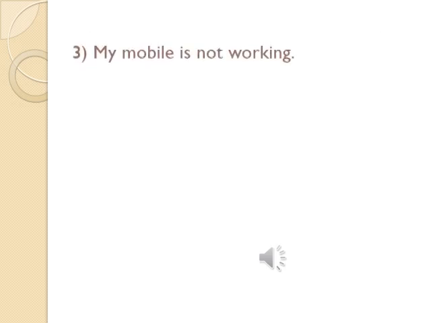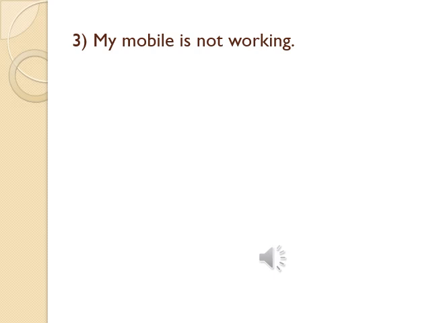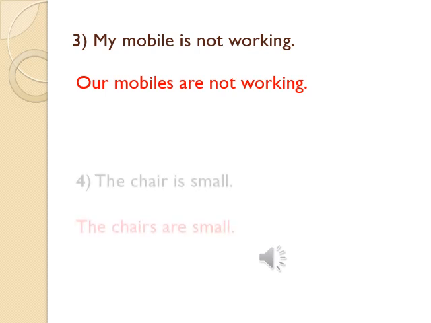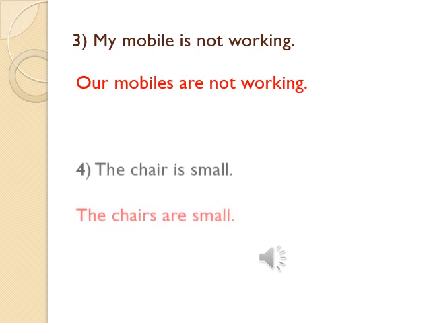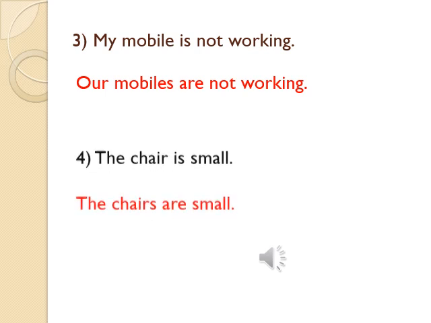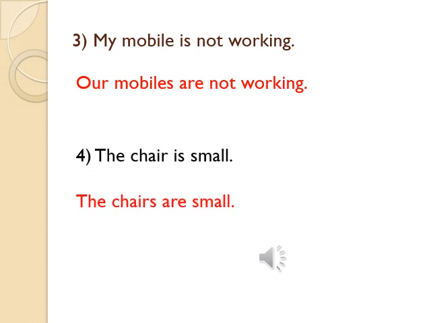Okay, example number 3. My mobile is not working. Now the plural of "my" is "our," "mobile," "mobiles," "is," "are," "not" stays "not," "working" stays "working" because it's a verb. Number 4, the chair is small. "The" stays "the," "chair," "chairs," "is," "are," "small" stays "small" because it's an adjective.